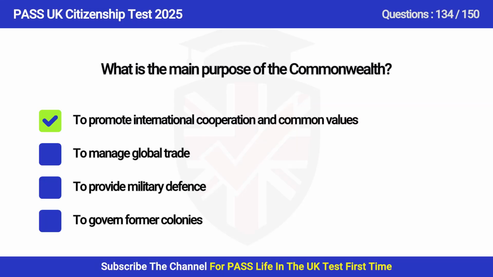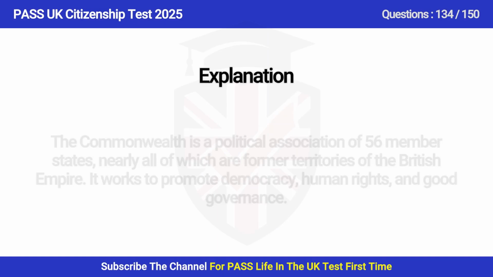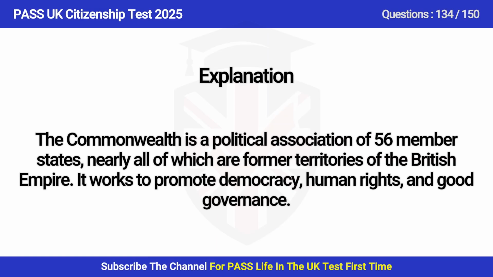Answer is A. To promote international cooperation and common values. The Commonwealth is a political association of 56 member states, nearly all of which are former territories of the British Empire. It works to promote democracy, human rights, and good governance.